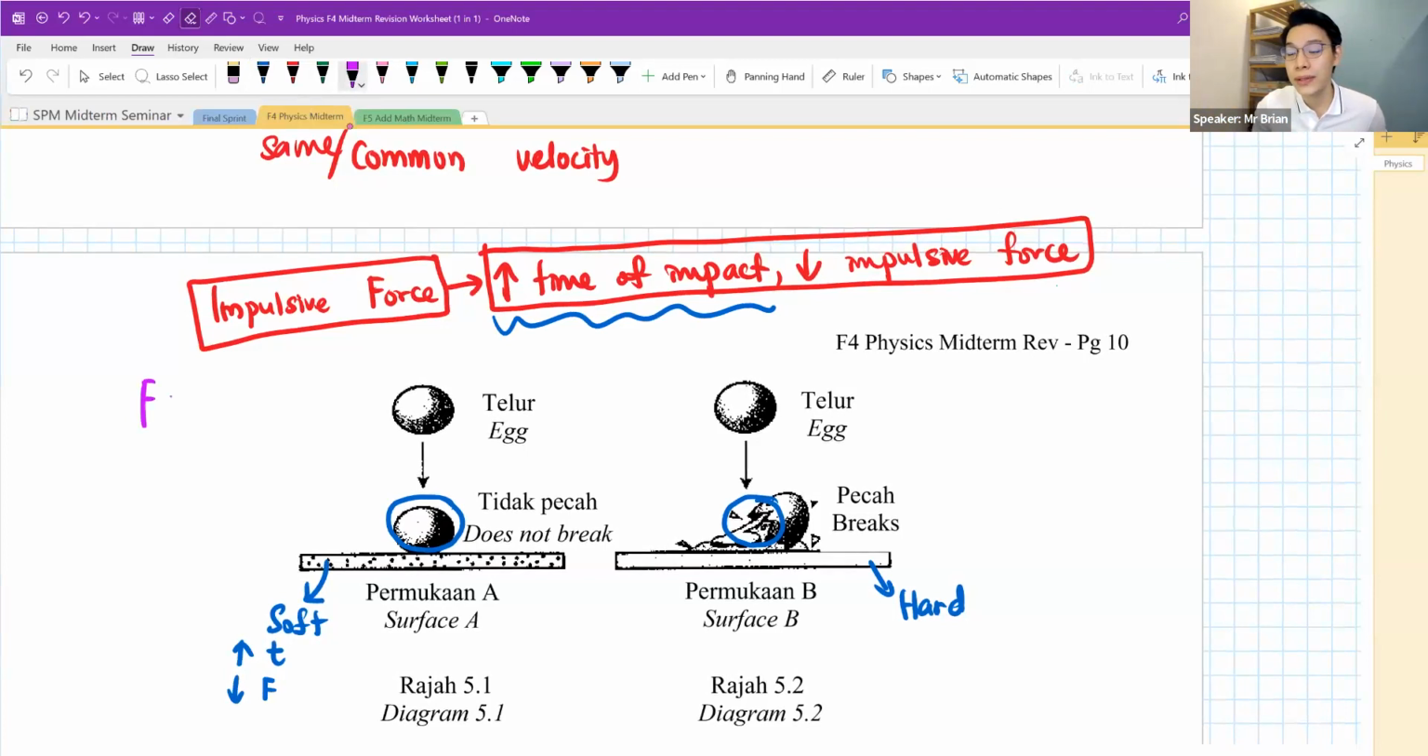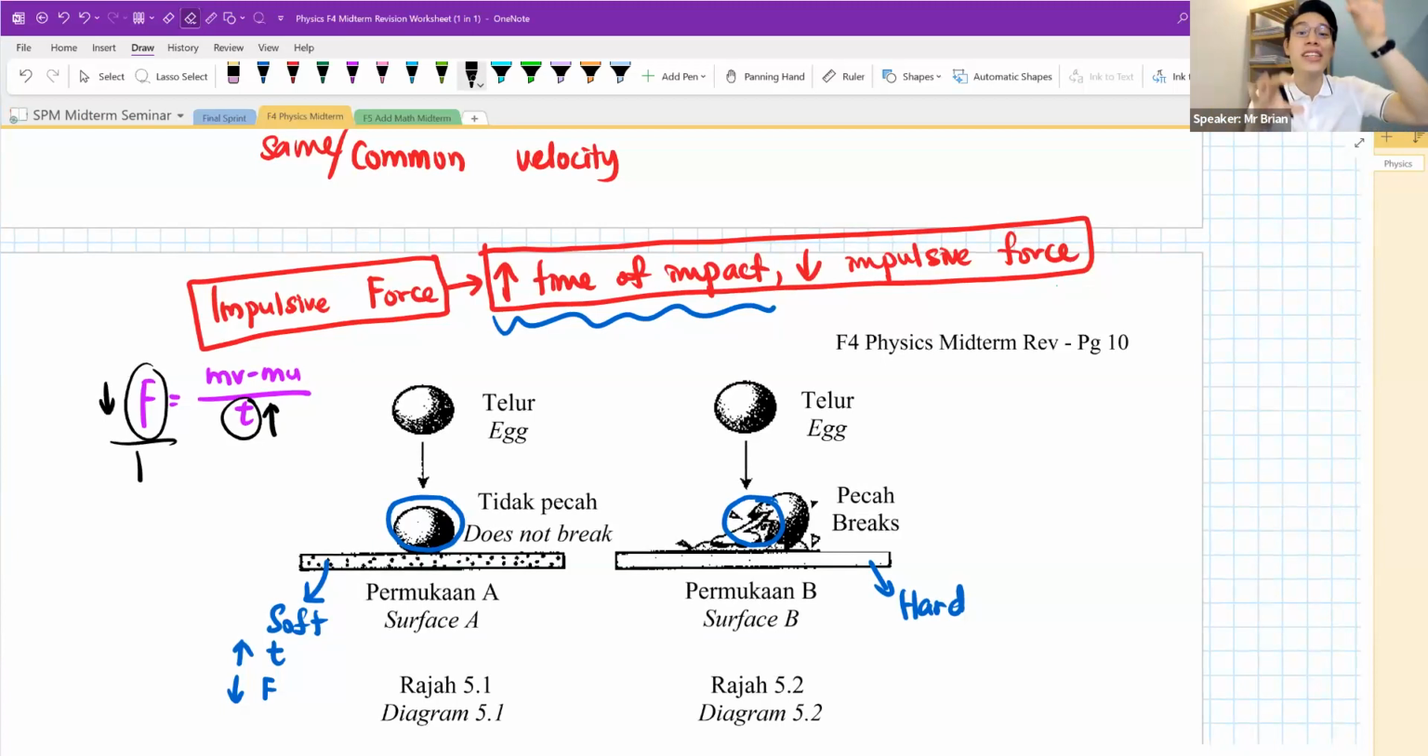And the reason is very simple. It's because of this formula. Take a look at F and T. In the formula, F is on top and T is at the bottom. The relationship that we can get from here would be greater time, smaller force. They are inversely proportional to one another. Yes, very good. So impact time, can understand now. The egg falls, that is the impact. Impact time is how long it sinks onto the surface. Does it just hit and immediately stop, or does it sink slowly into the surface? That is the time of impact.